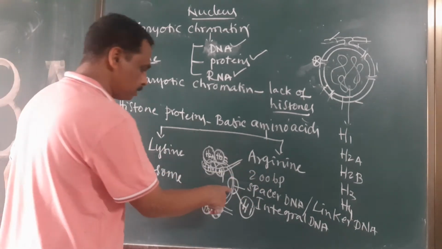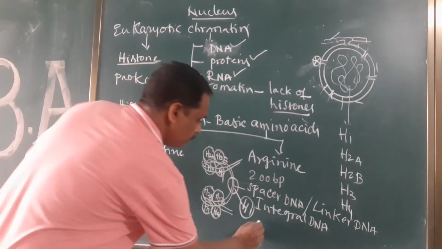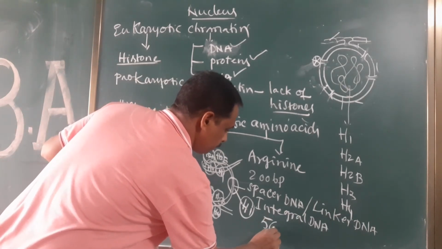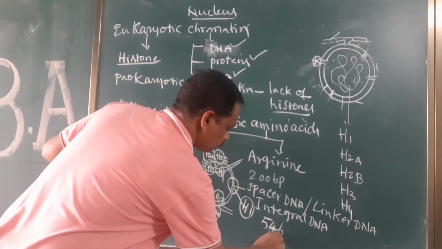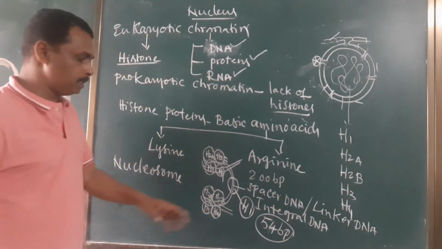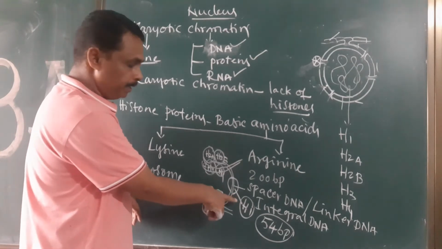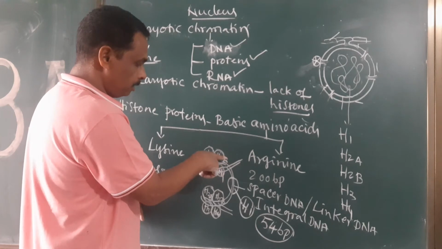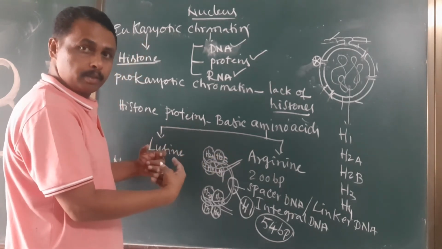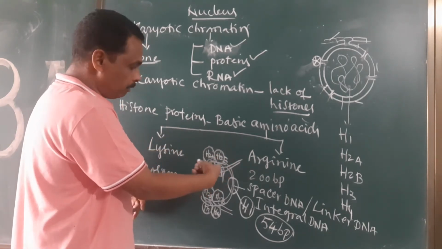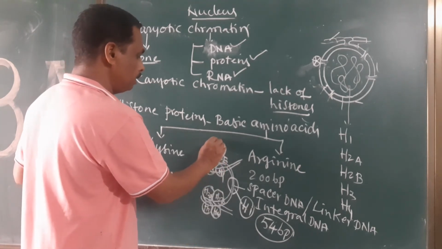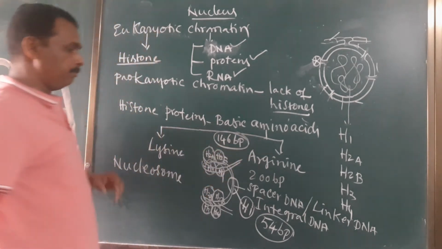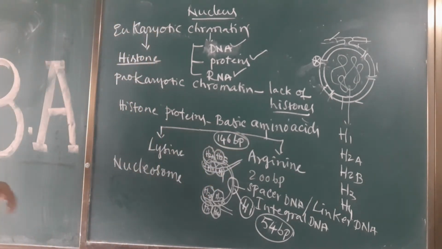Okay. So about 200 base pairs, 54 base pairs will be the spacer DNA, and the remaining DNA wrapped around this core histone proteins is about 146 base pairs. Okay. So this is about the nucleosome model.